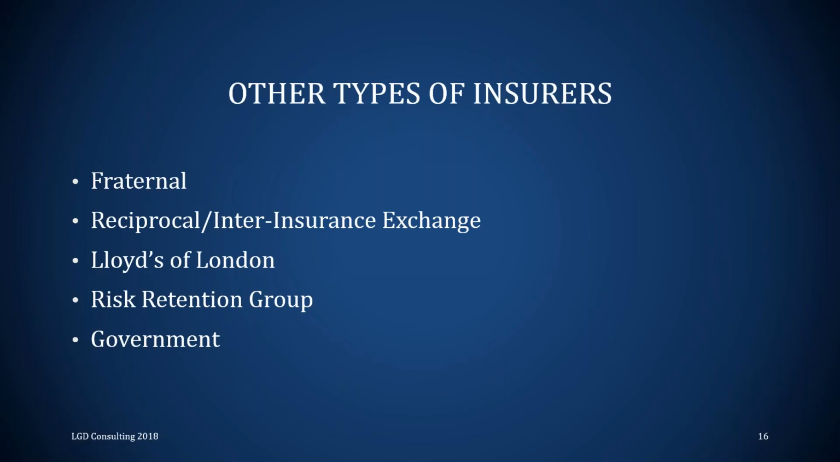Right? Risk retention group, think of a reciprocal, but they deal more with liability coverages. Okay? And of course, most people don't realize that the government is also an insurer. At the state level, we have unemployment insurance. Right? At the federal level, we have unemployment insurance. But at the federal level, we also have Social Security. At the state level, we have workers' compensation.